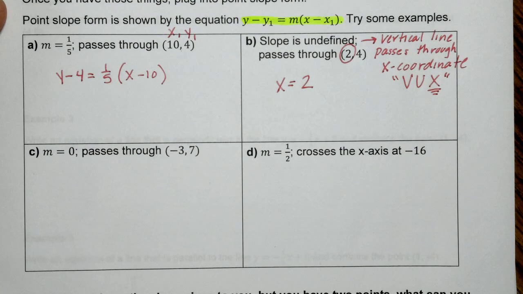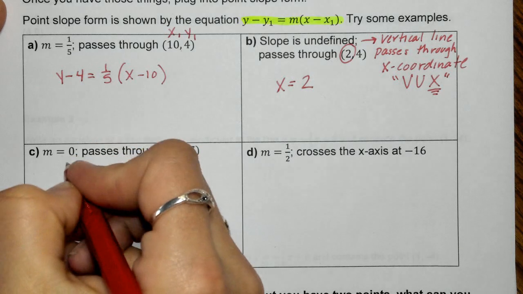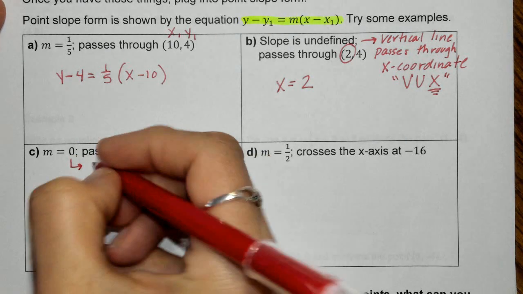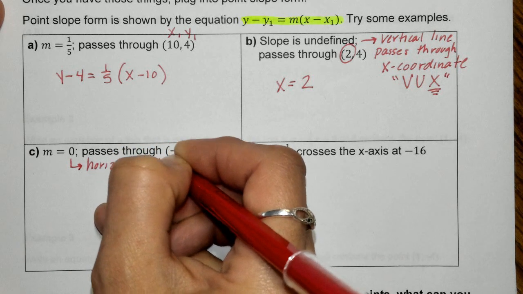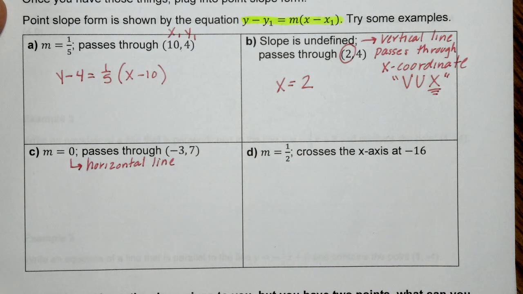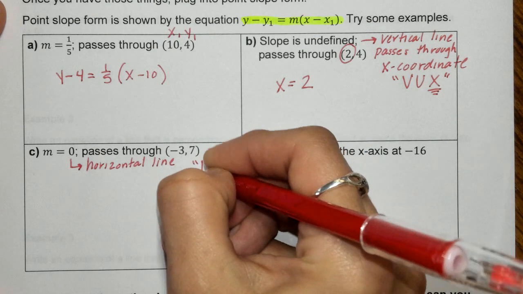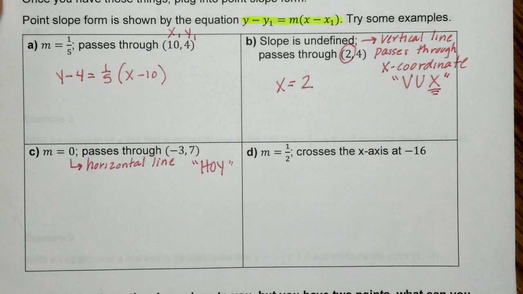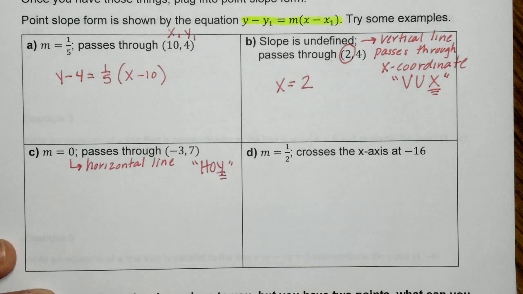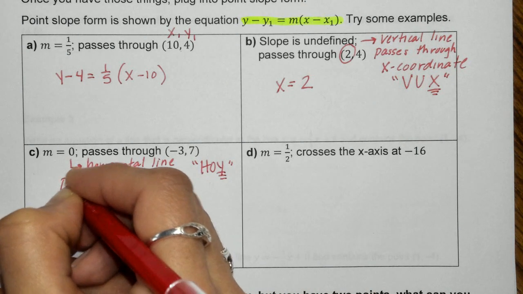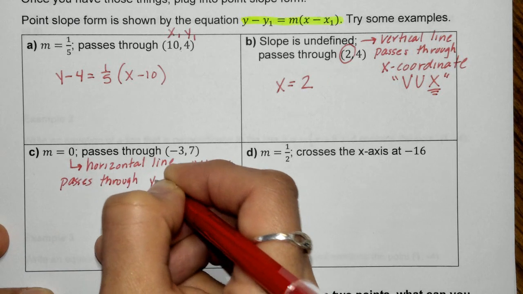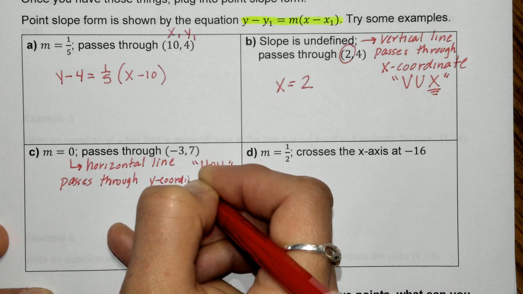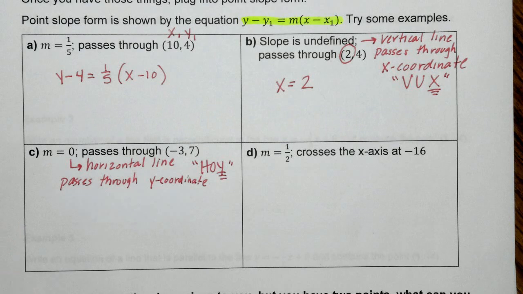Now we have the 0 slope, m equals 0. So with the 0 slope, we had the HOY, which told us that we had a horizontal line, and the y in HOY, H-O-Y, I'm going to put that over here so we can see it first, in case we did not learn about it. HOY, that y means your equation is going to equal whatever the y coordinate is. So here, we'll go ahead and put passes through the y coordinate.